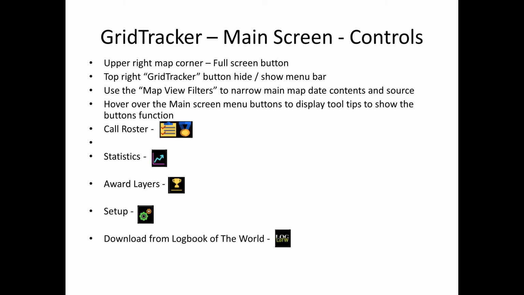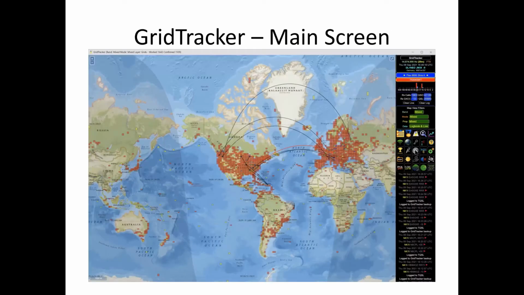Again, hover over the buttons. If you're not sure what the moon does, hover over it and it will tell you. It'll give you a little tool tip. Sometimes it takes a second for the tool tip to come out. In this case, the moon, when you click on it, it'll actually show you over the earth where the moon is.